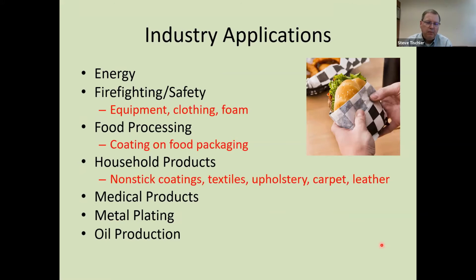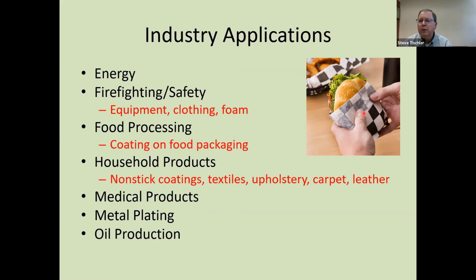You hear mostly about PFAS chemicals for firefighting in terms of firefighting foams that were manufactured, but they also are used in the manufacturing of firefighting equipment and clothing. The properties of PFAS chemicals in terms of their water repellency make them ideal for, say, firefighting jackets and pants. They're also very thermally stable, so they're widely used in those industries. They're also used in the food processing industry for coatings on food packaging.